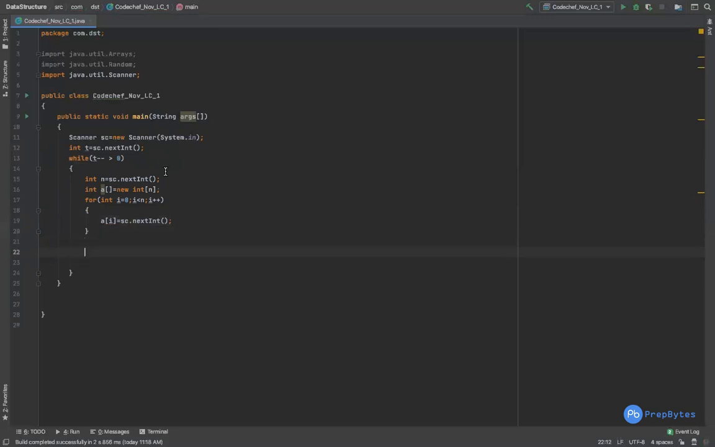Now what do we need? What I have told you in your approach, we need the initial sum. So for the initial sum, let's take long sum equal to 0. Okay, and let's take sum plus equal to a of i. Here I am adding each element, each minute, of this array in the sum variable to get the total minutes that are given in the array.